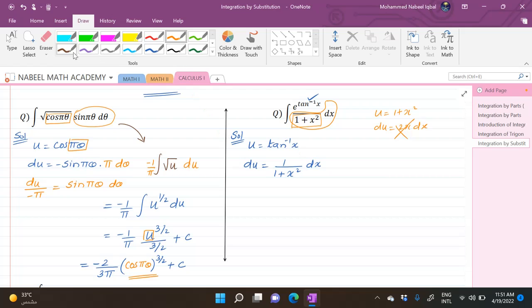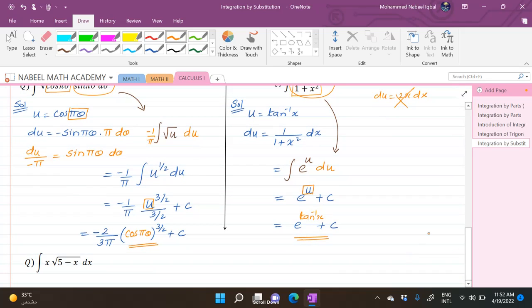Now the whole integral is converted into what? It is the integral of e to the power u, and this part is nothing but du. Now see, the whole integral is converted into a very simple integral in terms of u. When you integrate, it is e to the power u plus c. After that we have to substitute the value of u. So what is the u value? I have taken u equal to tan inverse x. So the answer is e to the power tan inverse x plus c.